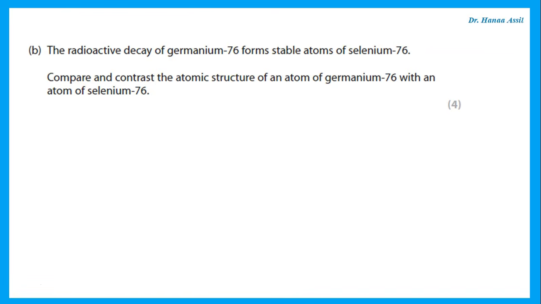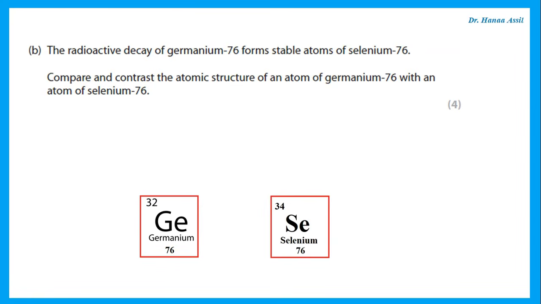The radioactive decay of germanium-76 forms stable atoms of selenium-76. Compare and contrast the atomic structure of an atom of germanium with an atom of selenium. Now, this is germanium. Germanium, we're told, has a mass number of 76, and from the periodic table I can get that it has an atomic number of 32. Now, selenium, again, we're talking about the mass number 76, but selenium has a different atomic number. So, compare and contrast between the two.